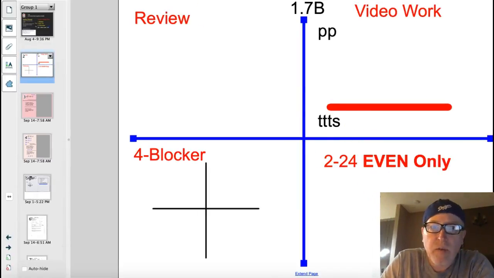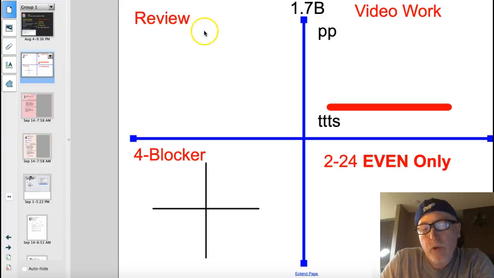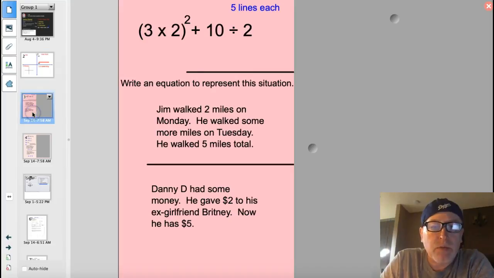I can solve one variable equations mentally. Tonight we've got some review action. Of course you have your video work, 4-blocker, and then a little practice here. Let's get going with the pink review. Take no more than 5 minutes to do this order of operations problem and write two equations to represent these two situations here. Go ahead and pause it.